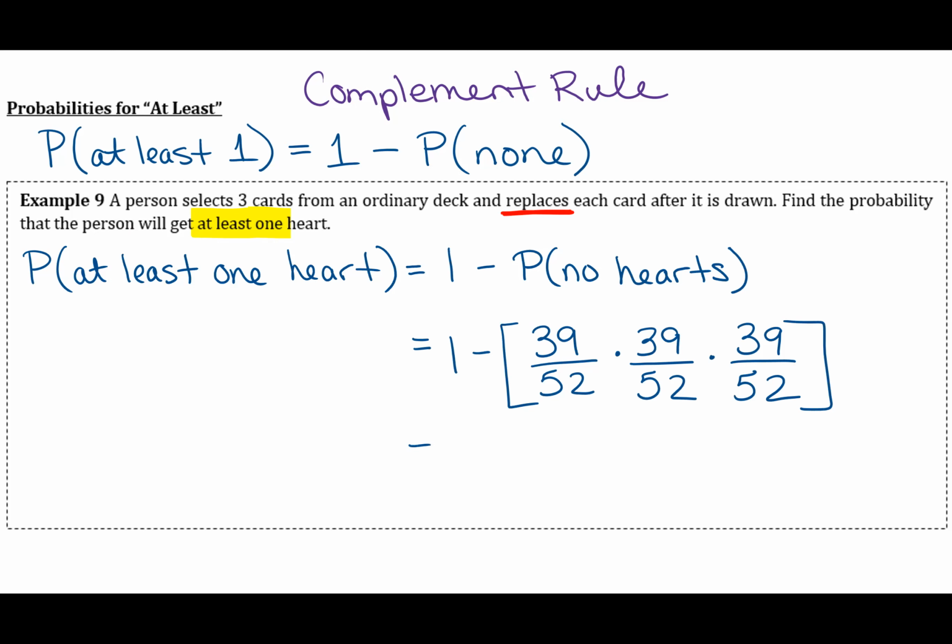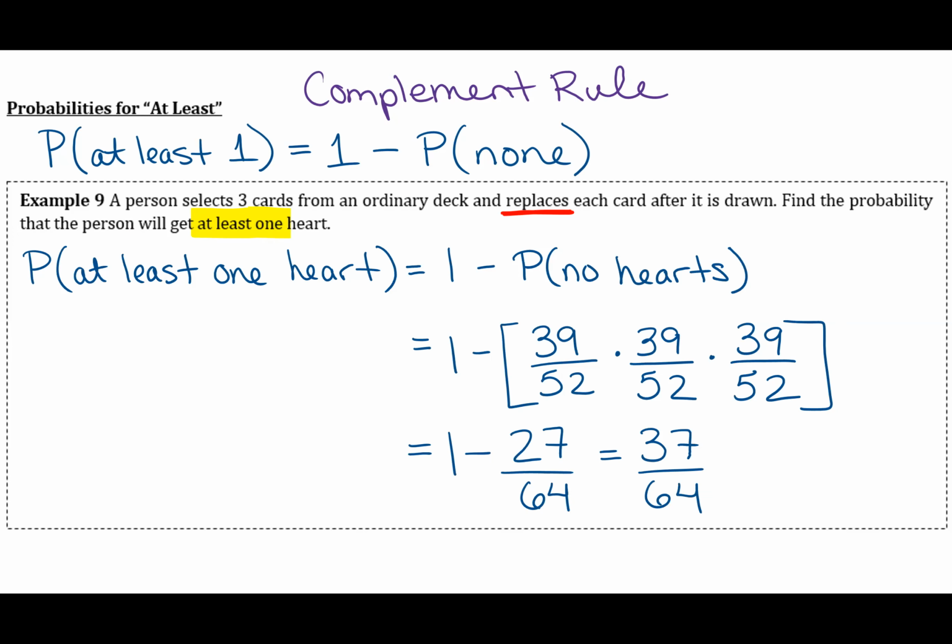Okay. So that's 1 minus 39 over 52 cubed, which ends up being 1 minus 27 over 64, which is 37 over 64. So that's the probability of getting at least 1 heart if you select 3 cards and replace them. Your key phrase for these questions is at least 1. If you see at least 1, that tells you to use this complement rule. And let's do one more example.